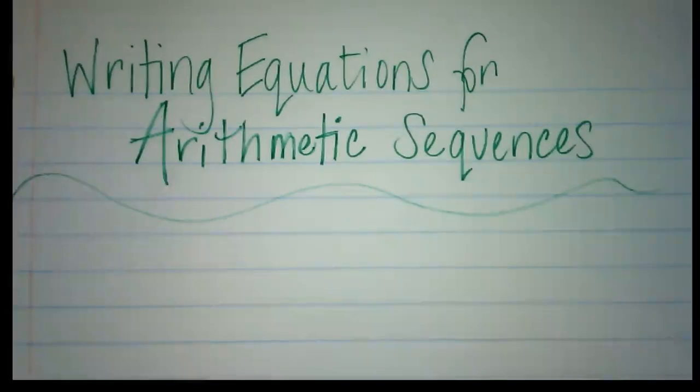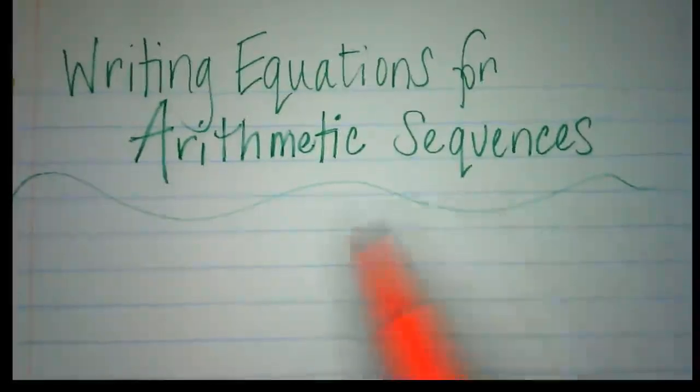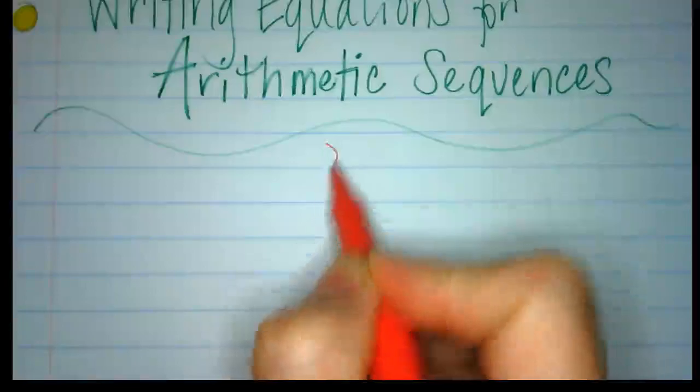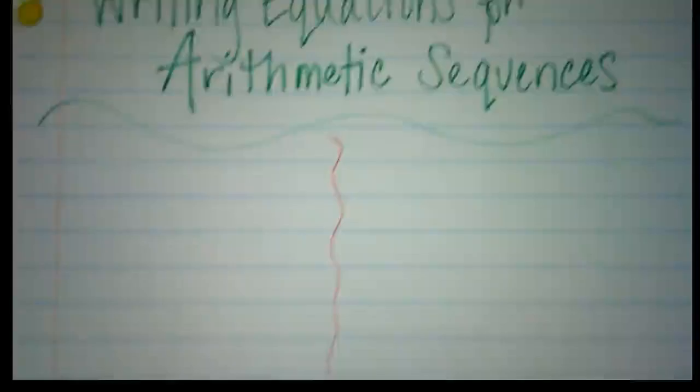We're going to work on writing equations for arithmetic sequences. And there are two types of equations that we can write for an arithmetic sequence. By now you have learned the shortcut to finding any requested term in the sequence, which we call finding the nth term. But what we're going to look at is two different equations that we can write.